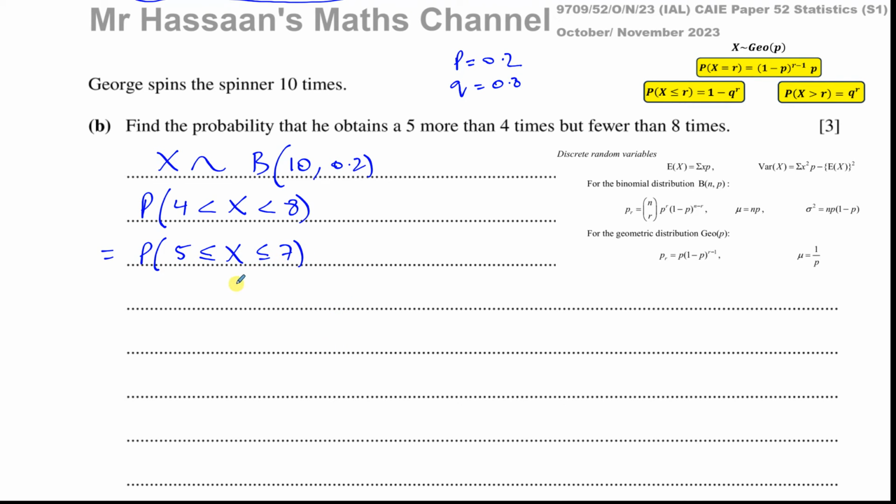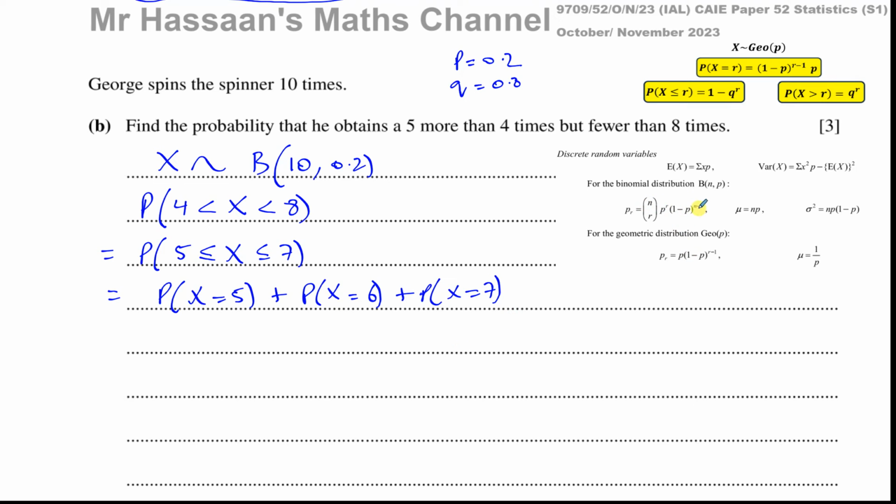Okay, between 5 and 7. Now, for us to do this, I think the easiest thing for us to do is to find the probability that x is equal to 5 plus the probability that x is equal to 6 plus the probability that x is equal to 7. That's probably the easiest way to do this question.